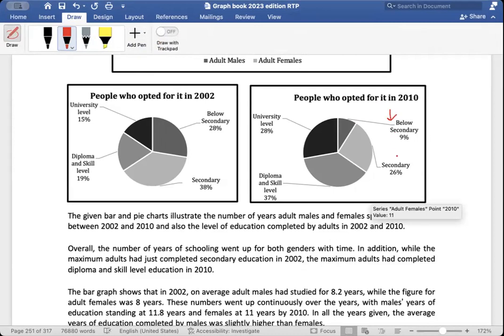Now here, secondary, 38 and 26. Downward. Again, downward. Okay. Diploma and skill level, upward. University level, upward. So what can be the sentence of trends here? Which would be the best to put?